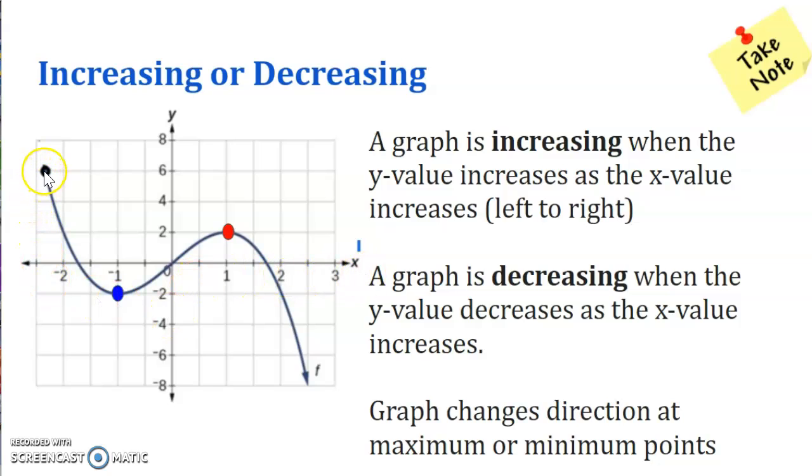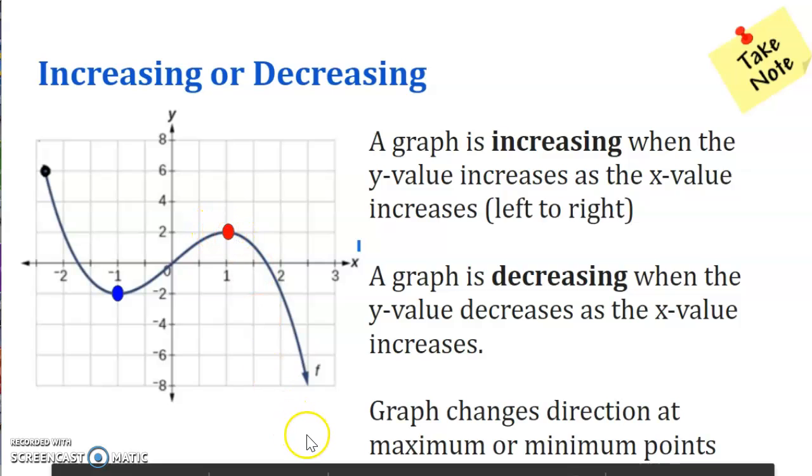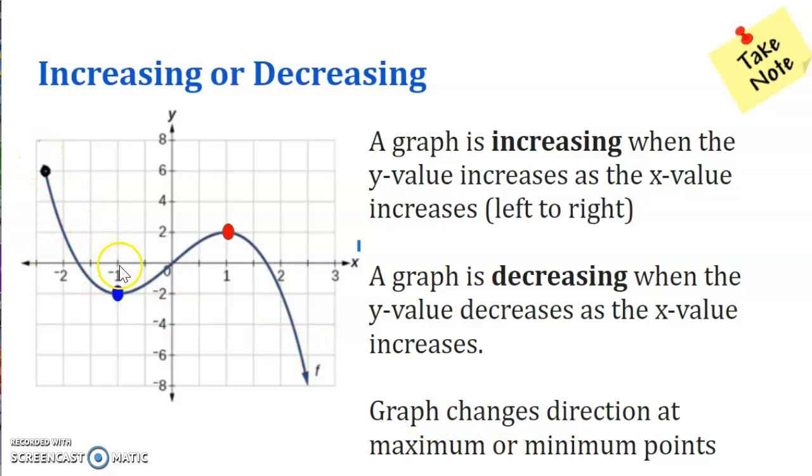What about the y value? It's decreasing. It's going from 6 all the way to -2. So it's decreasing in y value. Okay, but from here to there, it's going from -2 to 2. So it's increasing. And then from here all the way to infinity, it's decreasing. So the graph changes direction at maximum or minimum points. The direction is changed always at the maximum or minimum points.